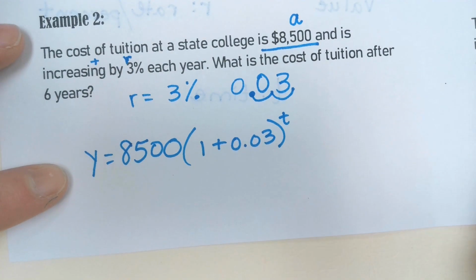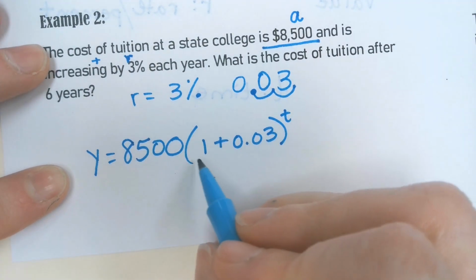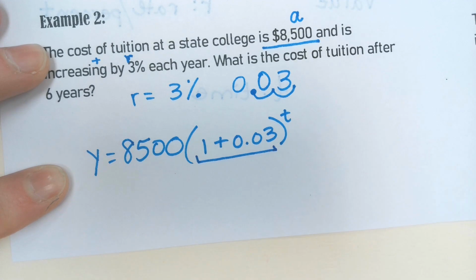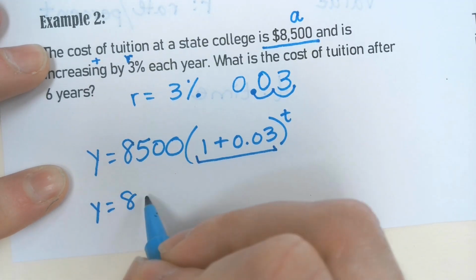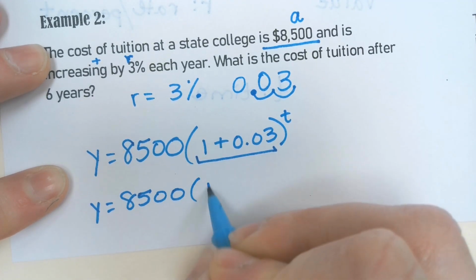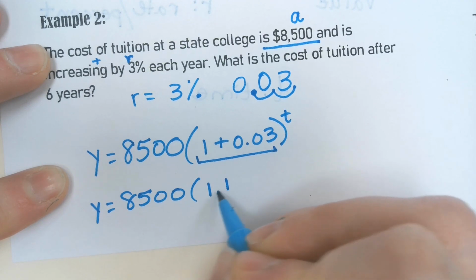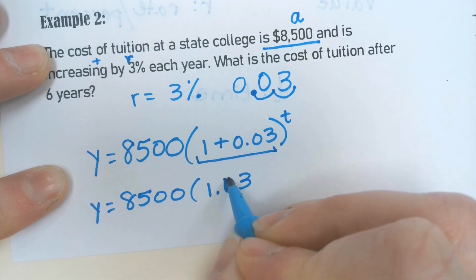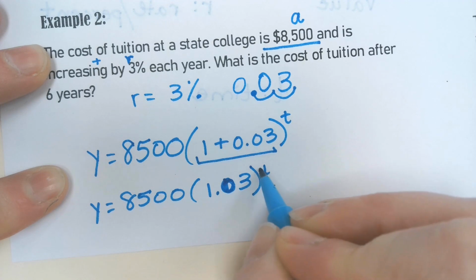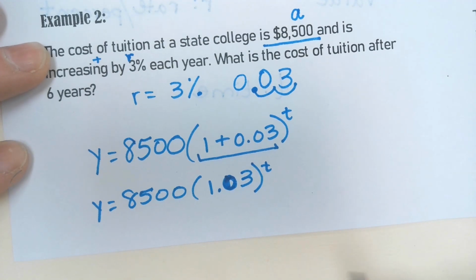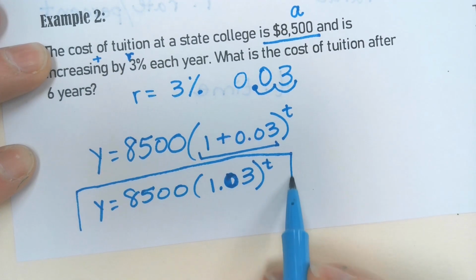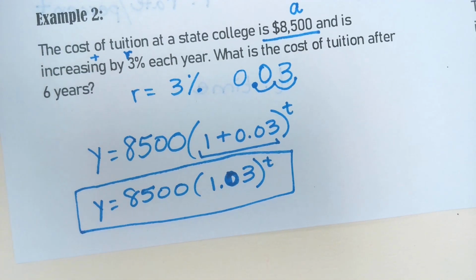This is the equation, but we do need to simplify it. So we need to go ahead and add this. So 8,500 times 1.03 raised to the T. So this is the equation. This is the function for that situation. Starting at 8,500 and the tuition's increasing by 3% every year.